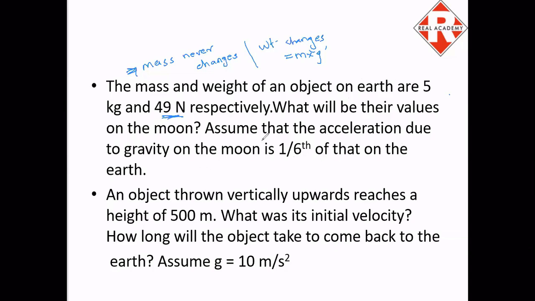Okay, now let's solve this question. Let's see the next question, that is question 5c. Now they have given mass and weight of an object. So on earth, what is the mass? That is given by m. Mass is given to be 5 kg, right? What is the weight? Let's take it as w. The weight is given to be 49 newtons.